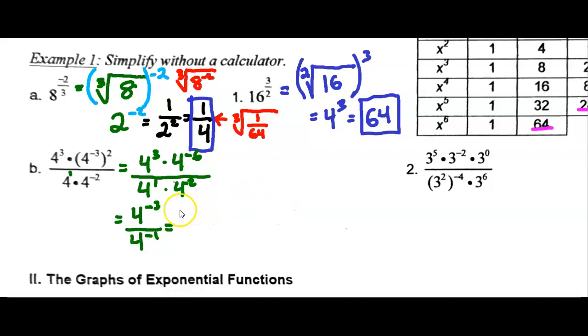All right. And then lastly we have, of course, division. So now we can use the other property, subtraction of exponents. So we finally have 4 to the negative 3, subtract the 1.